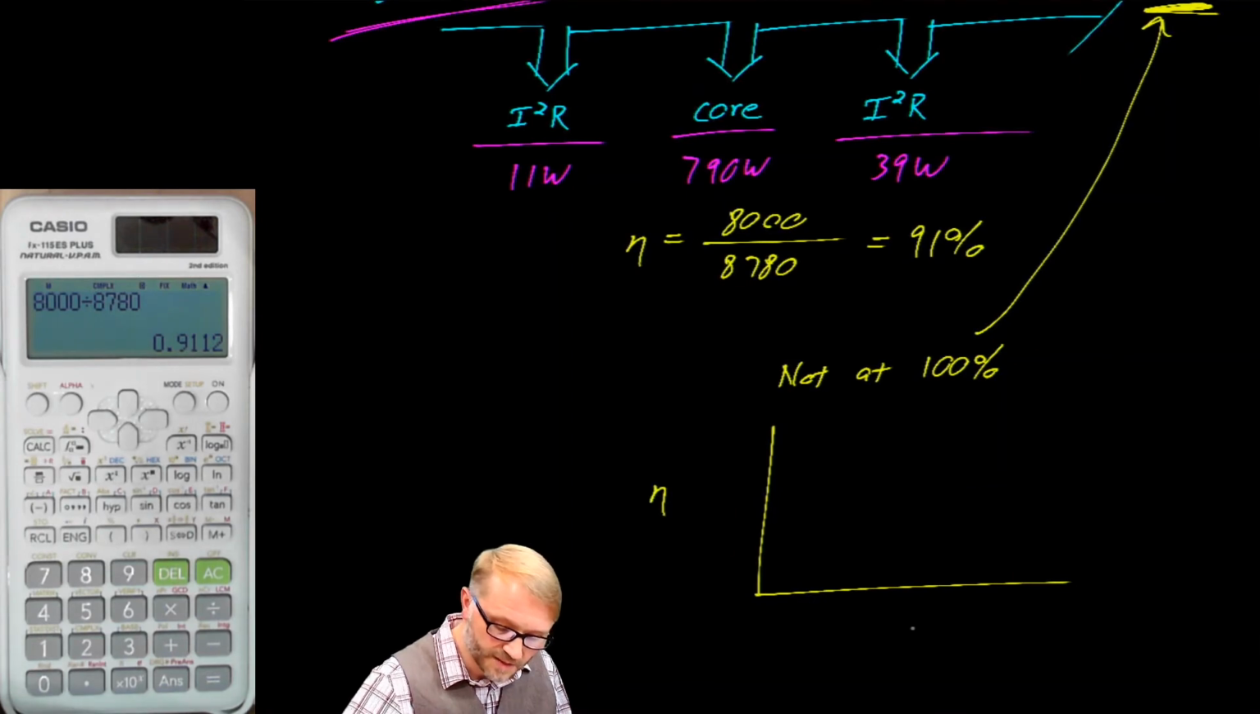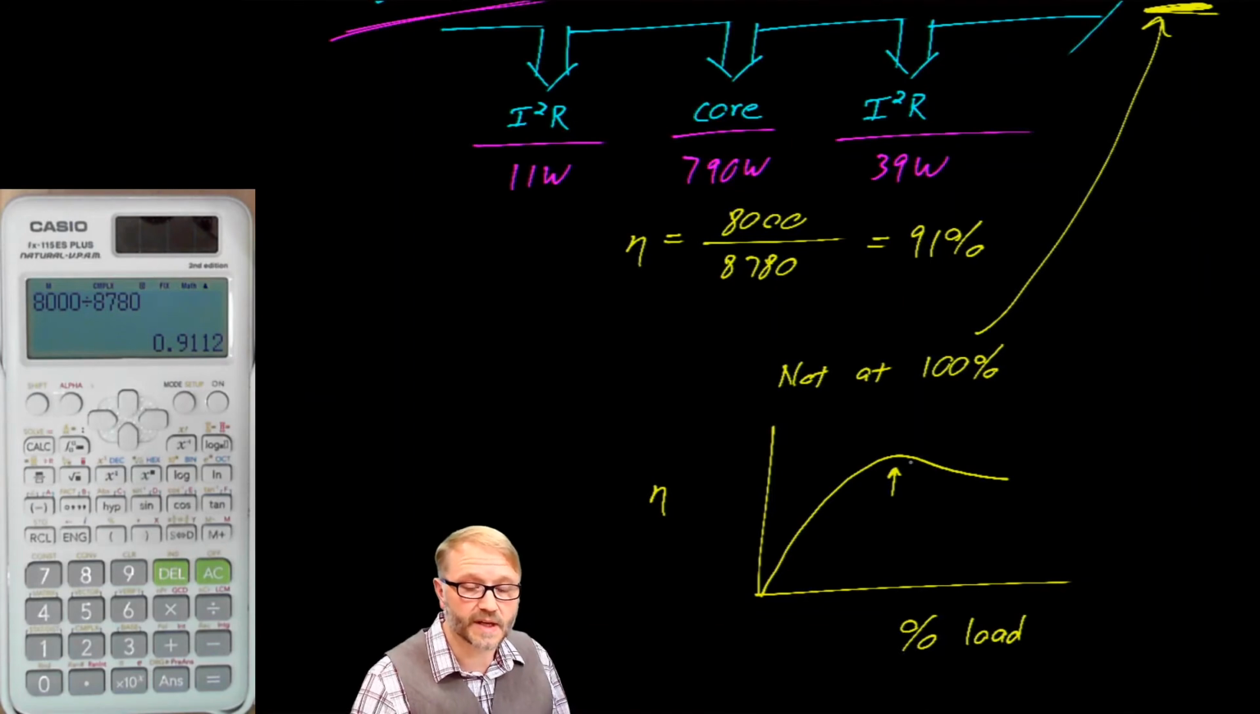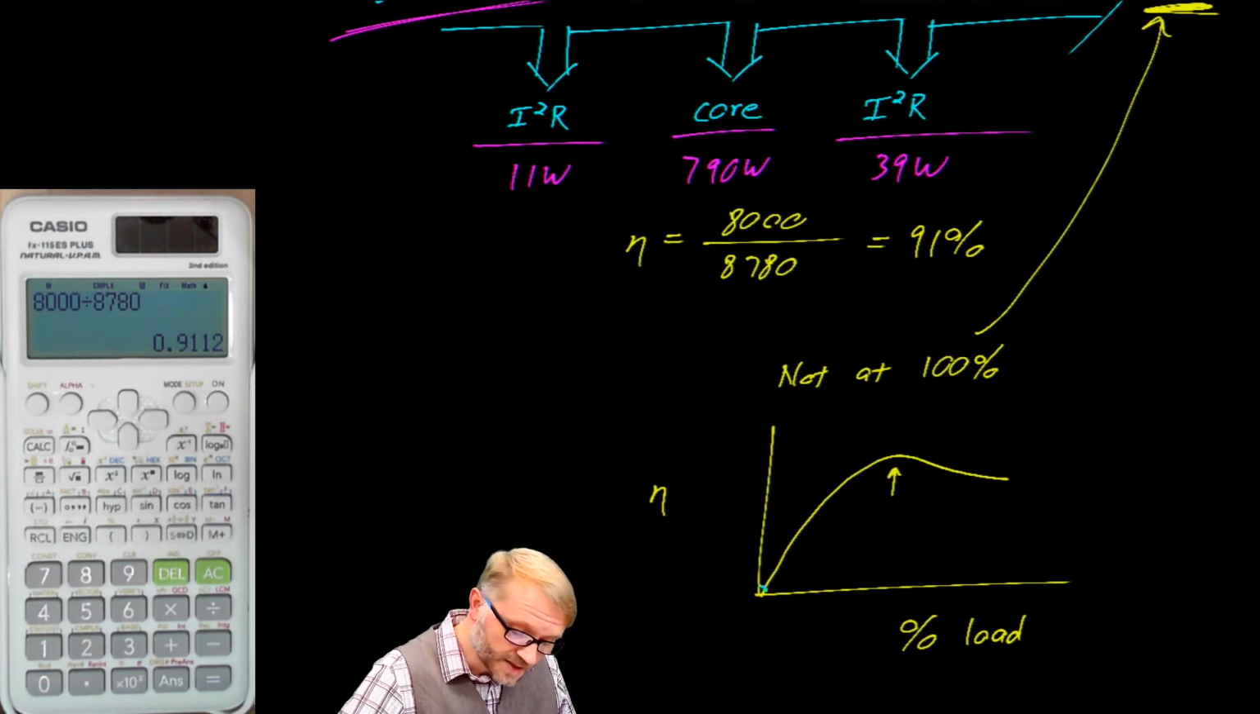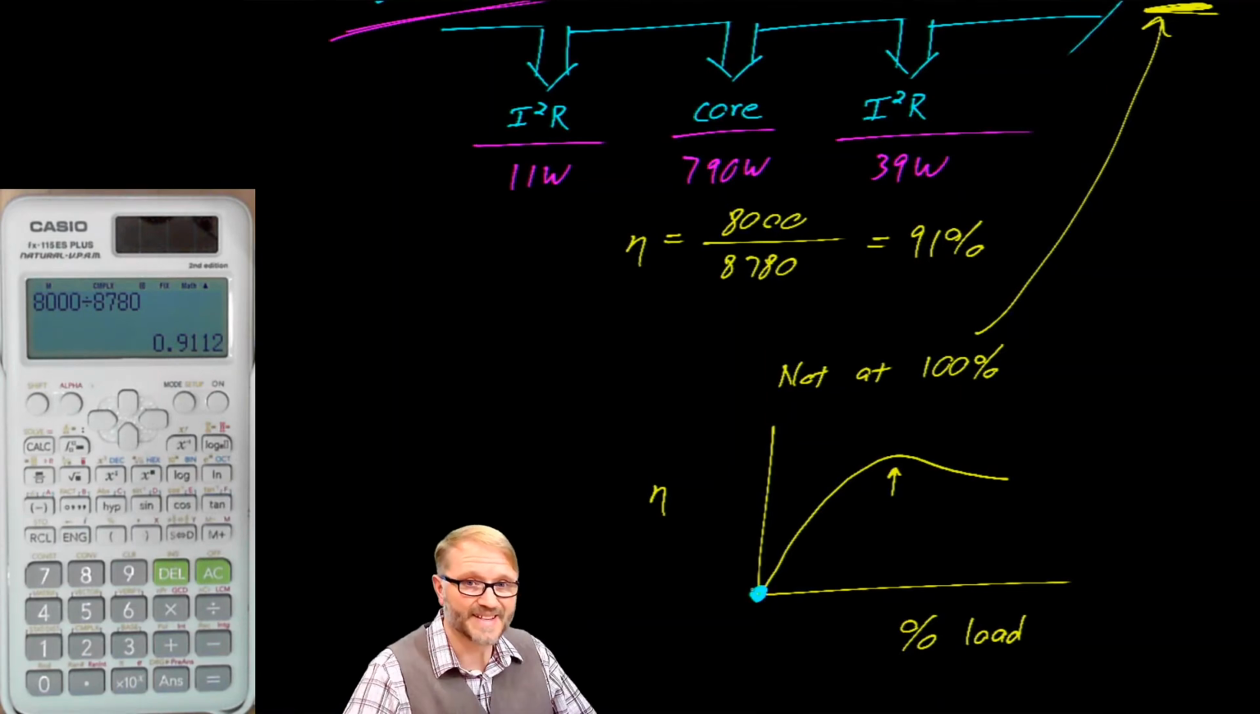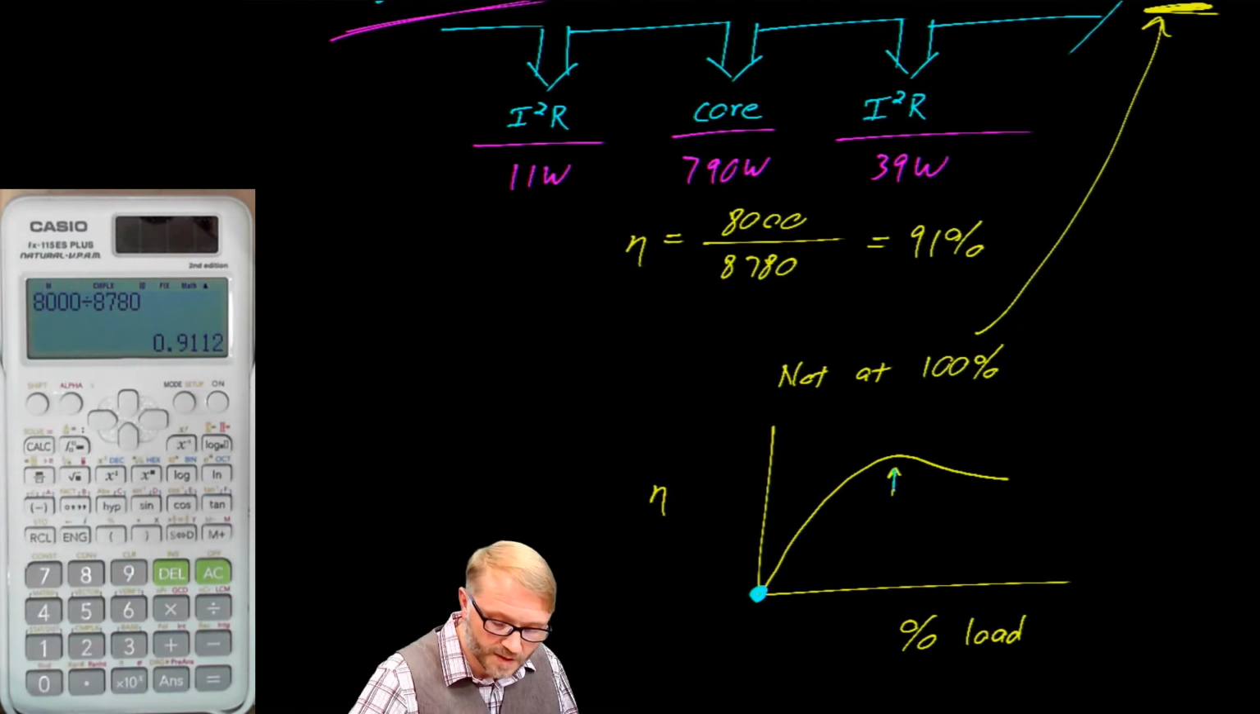If this is efficiency and this is percent load, we have a curve that looks like this, where there is a peak efficiency at some load. As a car analogy, this is you idling in the parking lot. How efficient is your car when it idles? It's not. You're not getting any miles for the fuel that you're using. This point is where your car is most efficient. Sure, it may be able to do 100 miles an hour, but it's probably most efficient somewhere around 50 miles per hour.